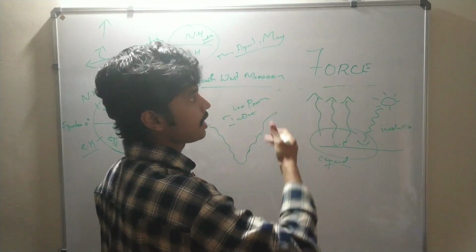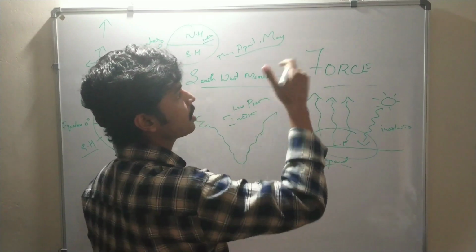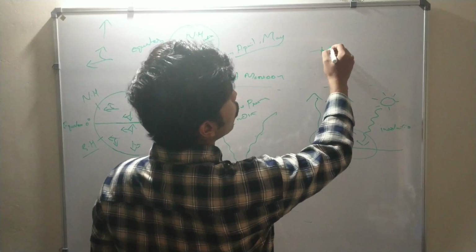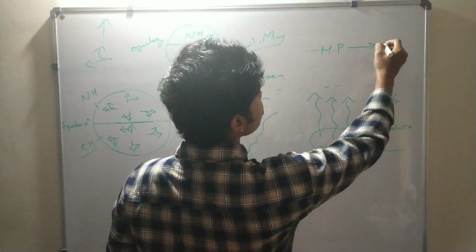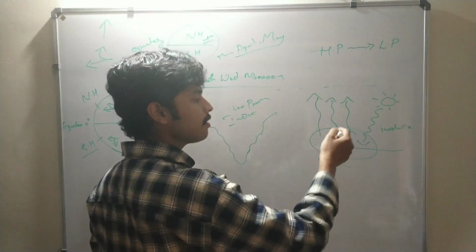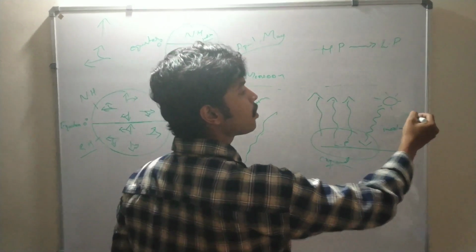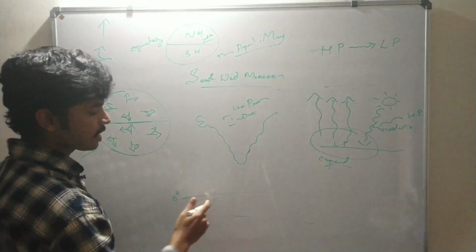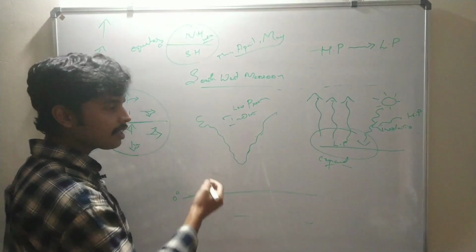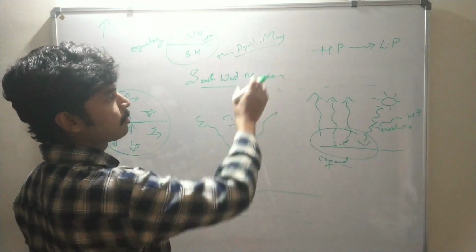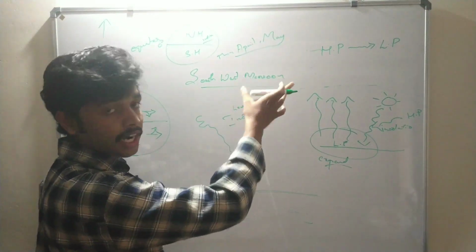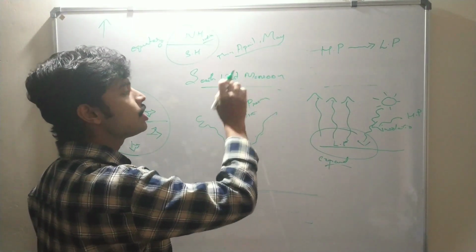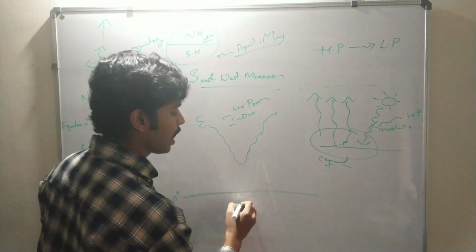So the rule is that the wind always blows from high pressure to low pressure. If here is low pressure, then the wind will blow from the high pressure region to the low pressure region. Likewise, if we consider the southern part of India during the months of April and May, we have the summer season. Here continuous heat is experienced, so we will have low pressure, and the sea will have high pressure.